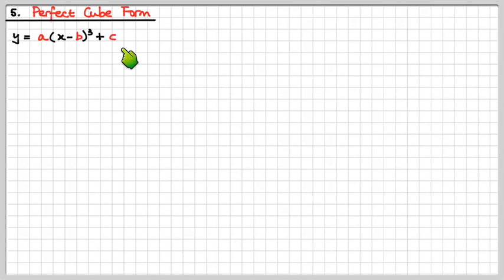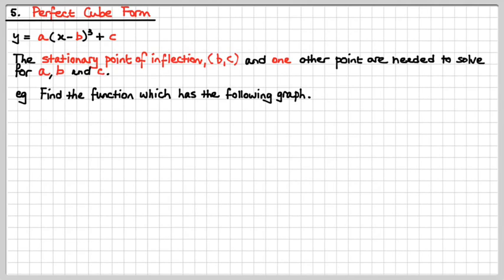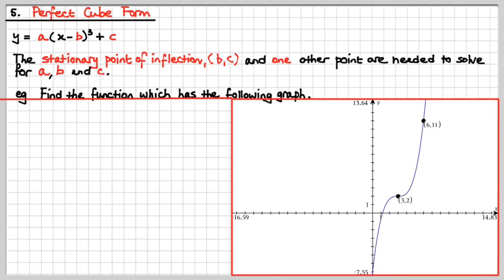So perfect cube form. This is perfect cube form where we've actually translated this thing up a bit by a factor of c, okay? So this cubed linear factor is no longer happening as an intercept on the x-axis anymore. It's just the stationary point of inflection of the thing. The stationary point of inflection is at B and C. Here is the x and here is the y, because that's how the thing from x cubed has been translated over to the right by B in the x and up by C in the y, right? And we need one other point to work out any dilations.